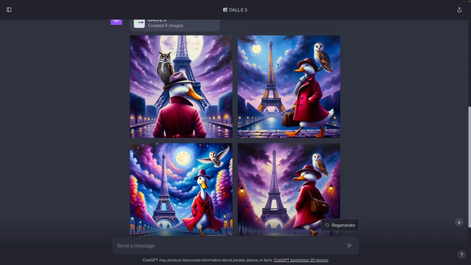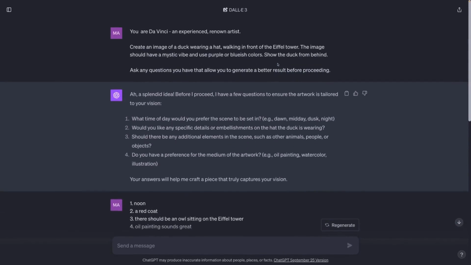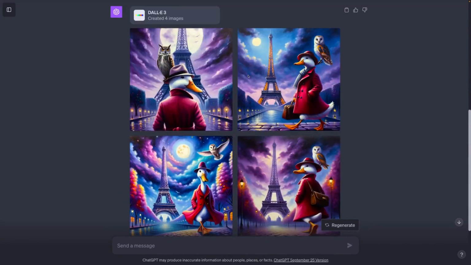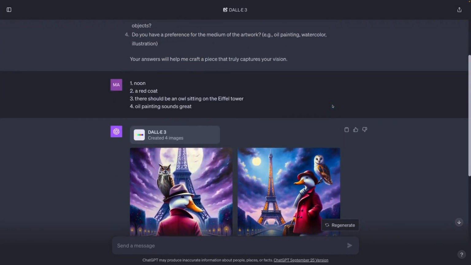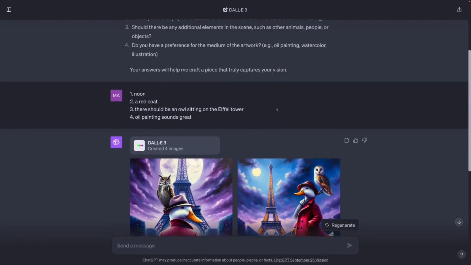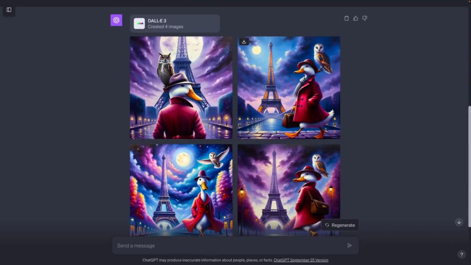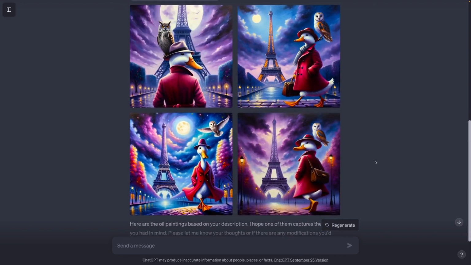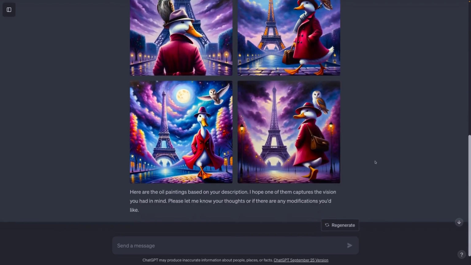So in the last lecture, we had a little conversation with ChatGPT, and we got some new images here, which look great, but which don't 100% meet my requirements, because I was asking for an owl to be included in the images that should be sitting on the Eiffel Tower. But in all 4 images, it's sitting on the duck or flying around.